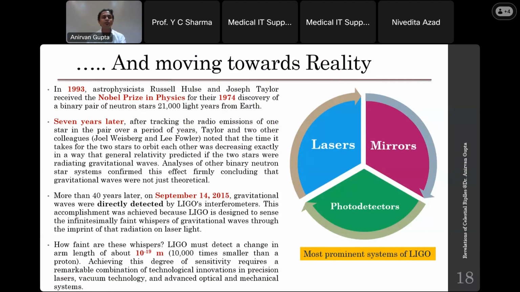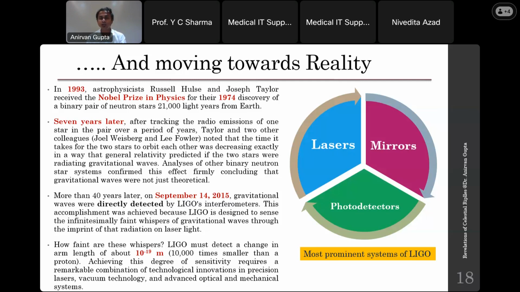Taylor and two other colleagues, Weisberg and Fowler, noted that the time it takes for two stars to orbit each other was decreasing exactly in the way that general relativity predicted, if two stars were radiating gravitational waves. More than 40 years later, on September 14th, 2015, the day that we are celebrating today, gravitational waves were directly detected by LIGO's interferometers.